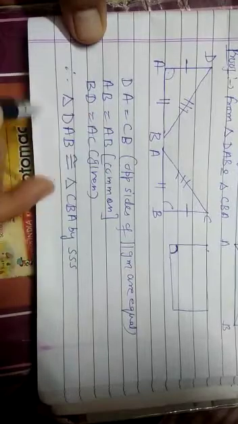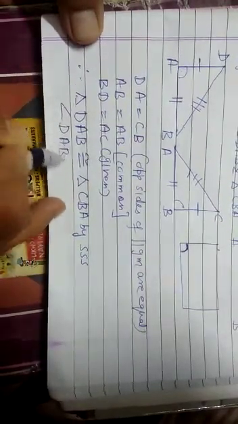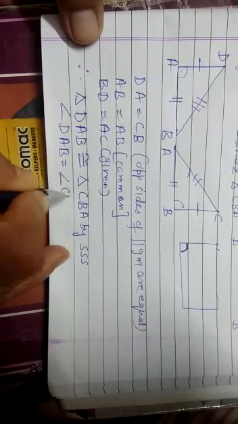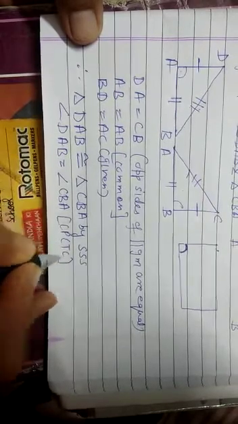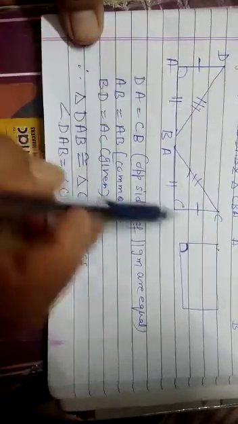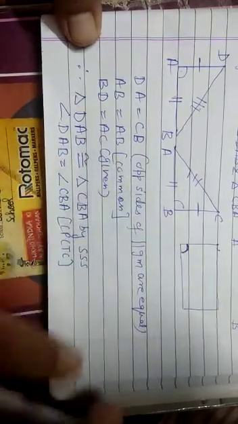Now if these two triangles are congruent, then angle DAB is equal to angle CBA by CPCT, because DAB is between the single cut and the double cut, and CBA is between the single cut and the double cut.